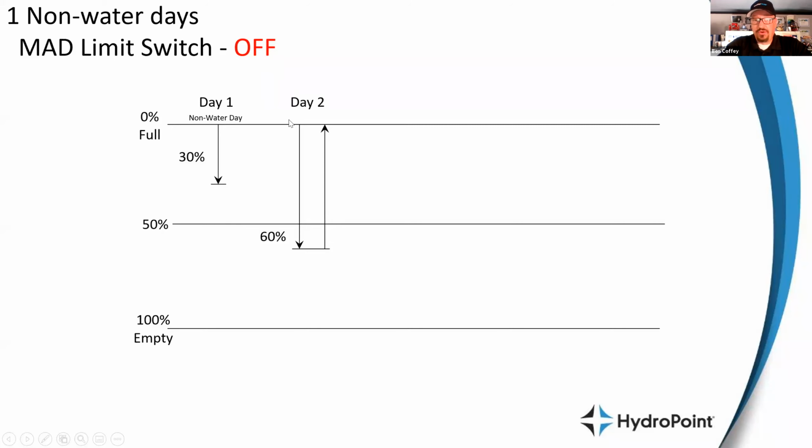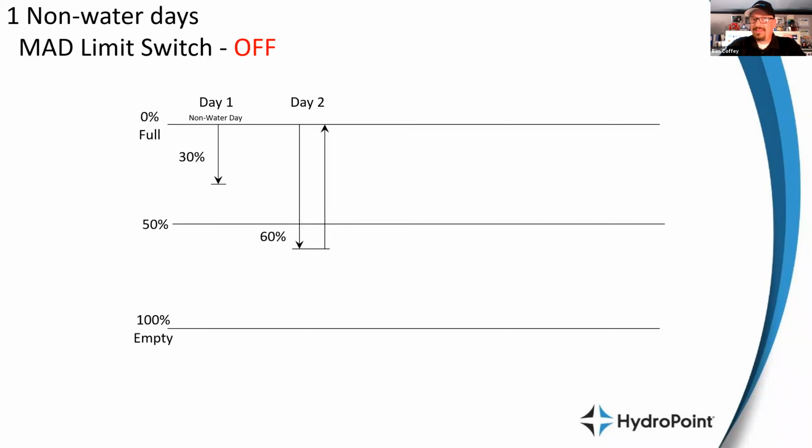We move to day 2. Another 30% of depletion has accumulated on that station. So when we water on day 2 with the Mad Limit Switch off, when irrigation starts, it is at a 60% depletion. So we're going to water all of that 60% out. We're going to take as thirsty as that station is and water it back to 0, which is what we described in the model. This is what the Mad Limit Switch changes in the program.